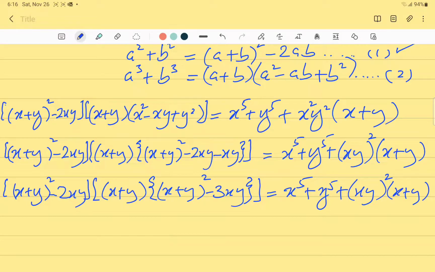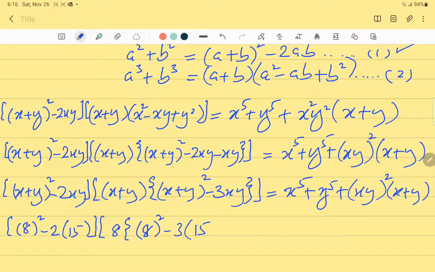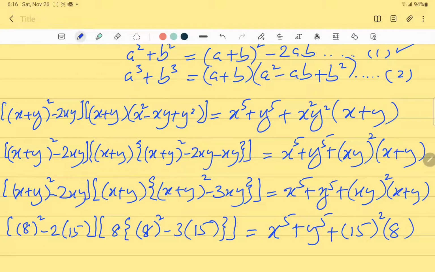So let's go ahead with this. x plus y is 8, xy is 15, again x plus y is 8, x plus y again 8, minus 3 into 15, x^5 plus y^5, xy is 15 and its square, and then x plus y is 8.